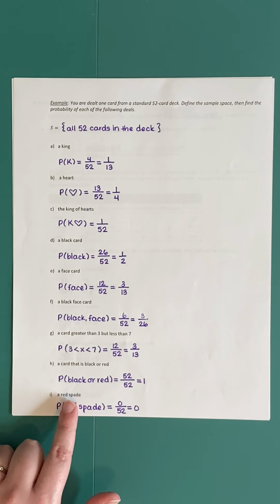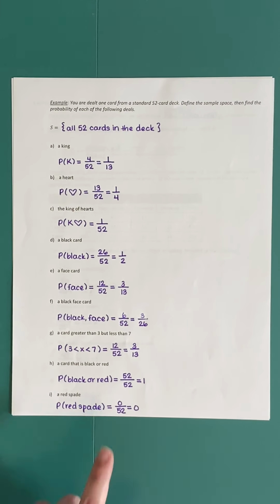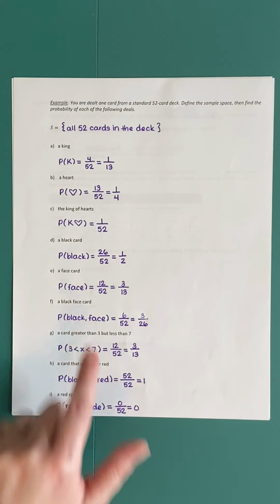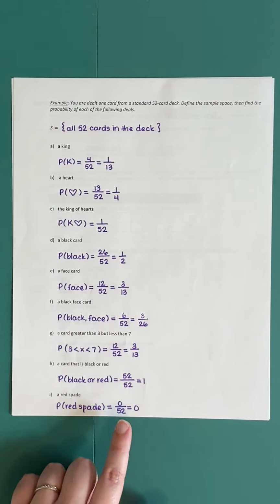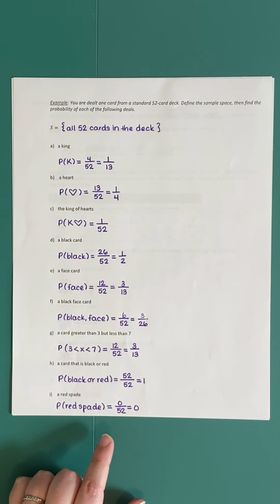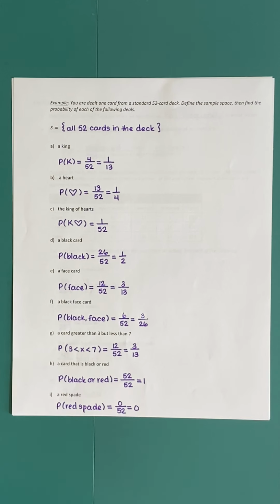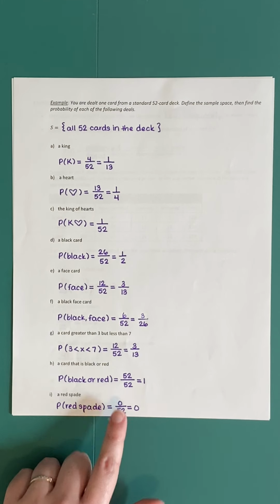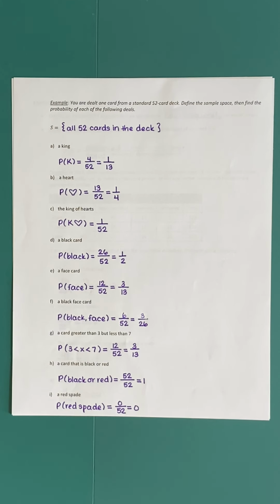Now, what about the probability of dealing a red spade? 52 possibilities in the sample space. Well, how many ways are there to get a red spade? Well, spades are a black suit. How many ways can we get a red card from a black suit? Well, we can't get any. If it's a black suit, there aren't any red cards in the suit. So there are 0 possible outcomes in this particular event.